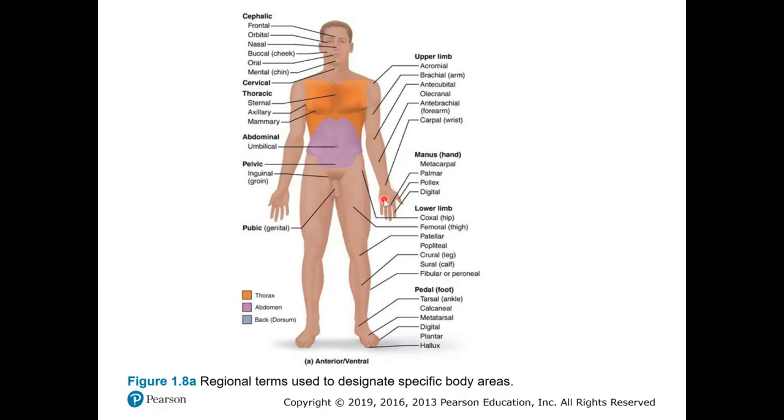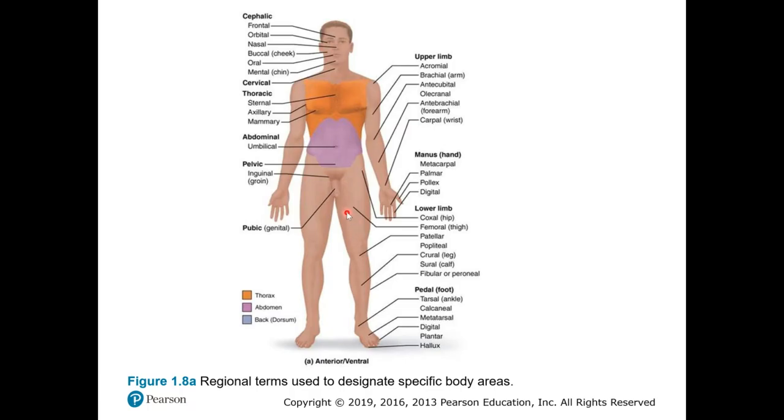Manus refers to the hand, as in manual. Palmar for the palm of the hand. The digits for the fingers or phalanges, and the pollex. The thumb has its own name, pollex. I hope you're giving a pollex up to this presentation. Coxal refers to the hip region. Femoral is the thigh region.